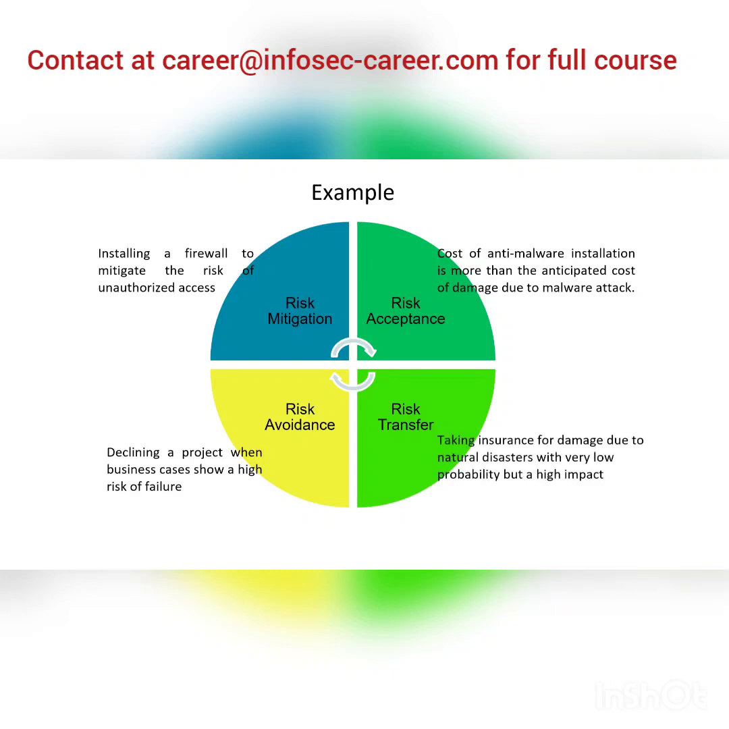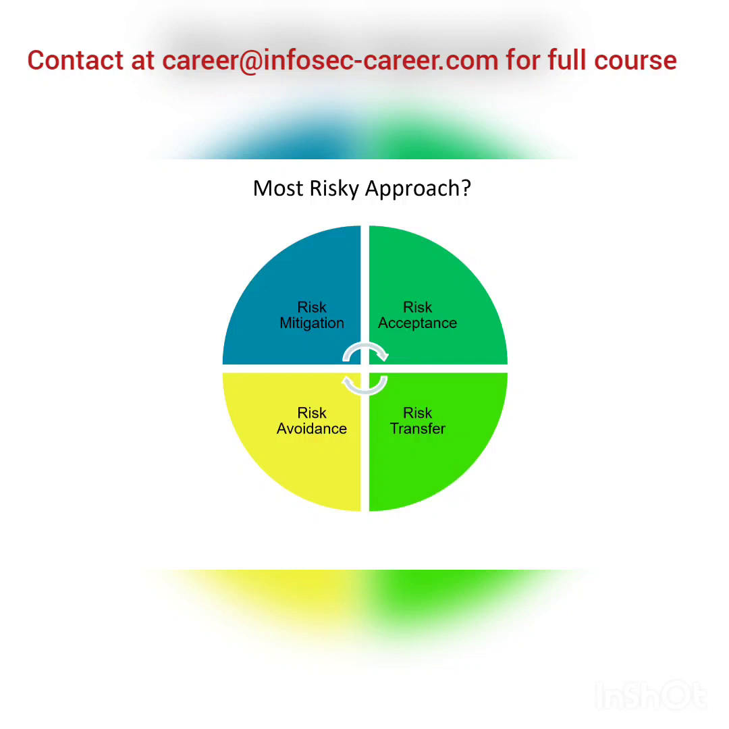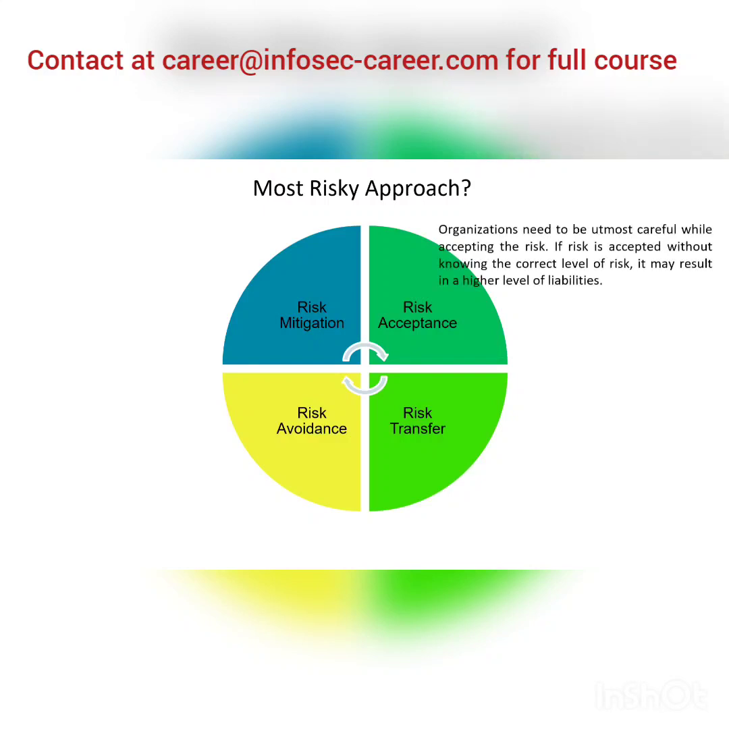Risk transfer. Example, taking insurance for damage due to natural disasters, where the probability of disaster is very low but there can be a high impact. So, what is the most risky approach among all the four options? Risk acceptance. Organizations need to be utmost careful while accepting the risk. If a risk is accepted without knowing the correct level of risk, it may result in a higher level of liabilities.